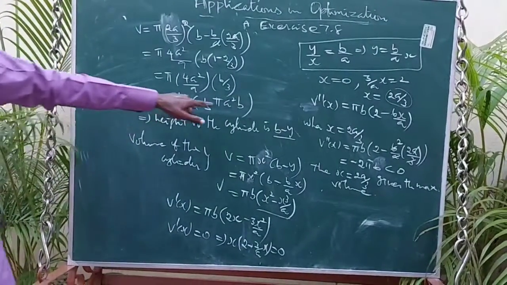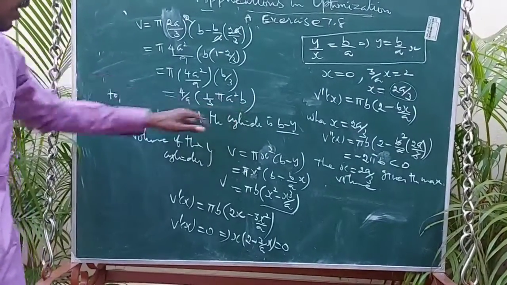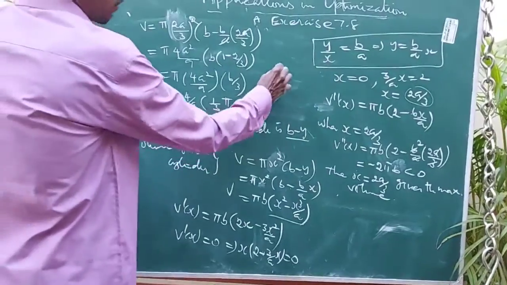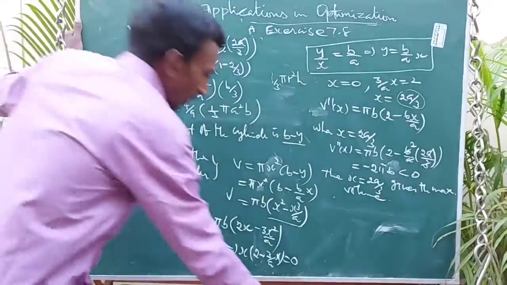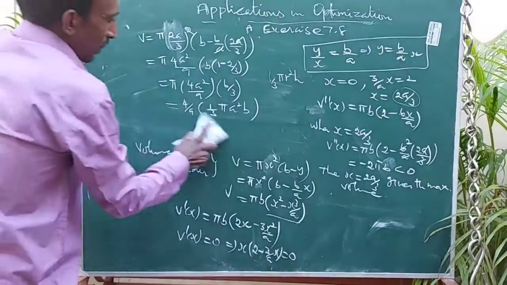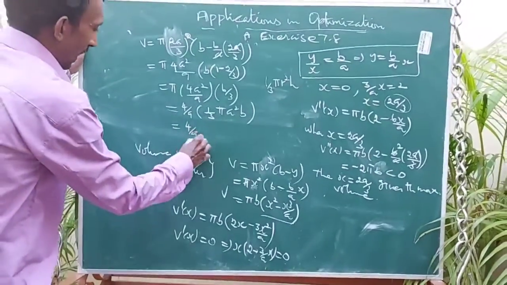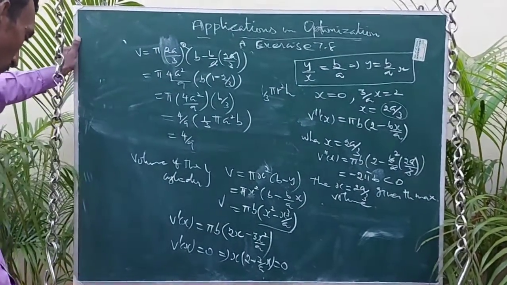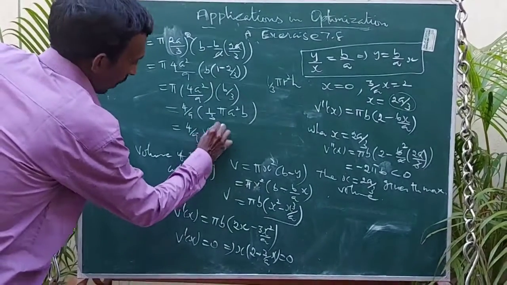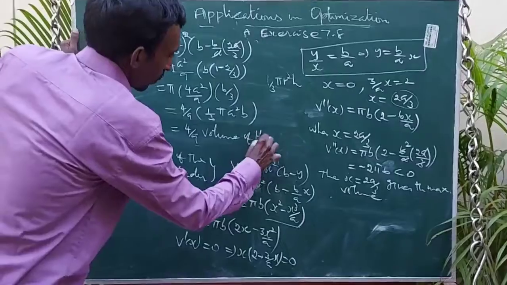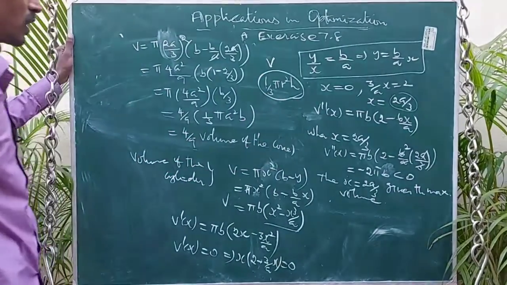Okay. So what is a? A is the radius of the cone and b is the height of the cone. So 1 by 3 pi r square h. It is of the form 1 by 3 pi r square h. It is nothing but the volume of the cone. So 4 by 9 times the volume of the cone. So 1 by 3 pi r square h is nothing but the volume of the cone.